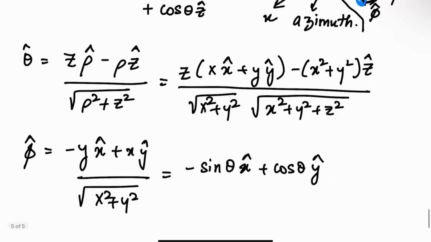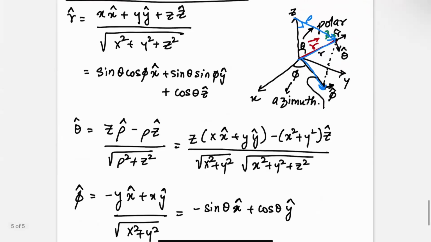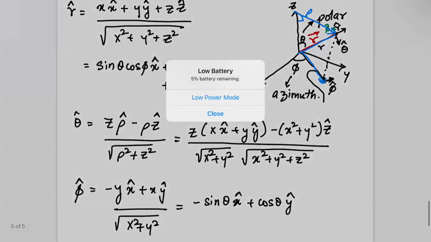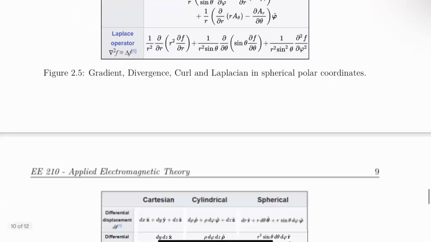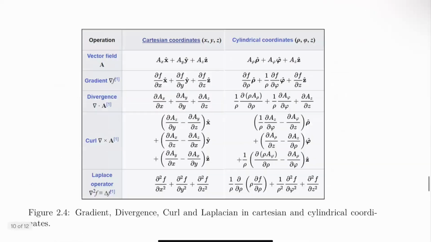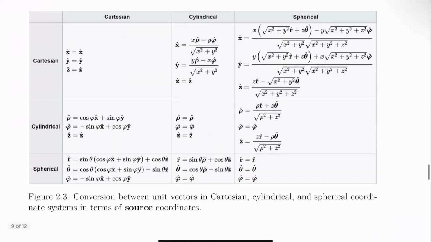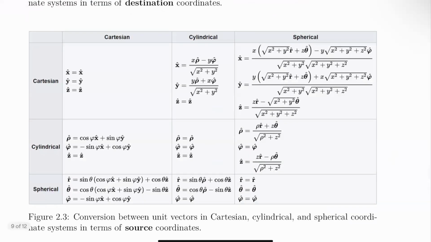Okay. So now that we have these relationships, again, you have three equations, three unknowns. You can derive the other direction, which is x hat, y hat, and z hat in terms of r hat, theta hat, and phi hat. I'm not going to do that here. And you also don't really have to do that. The relationships can be found in these tables. So we've derived most of these relationships. We left out a couple of them, but basically you can derive them.